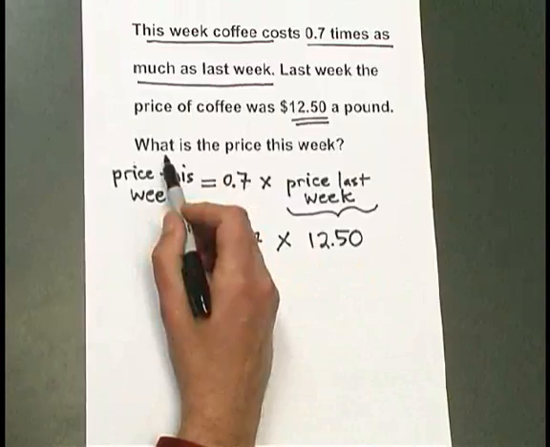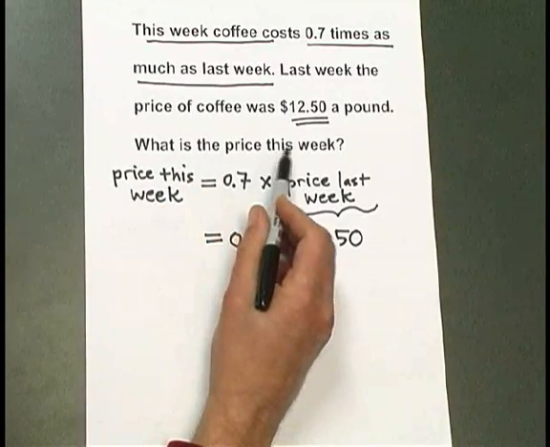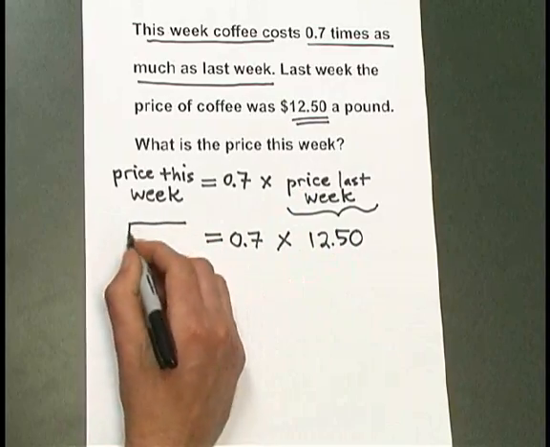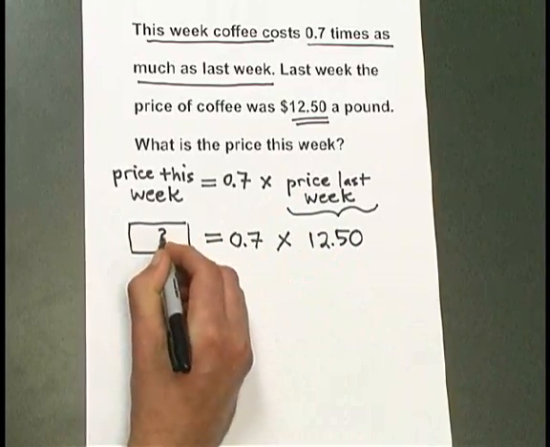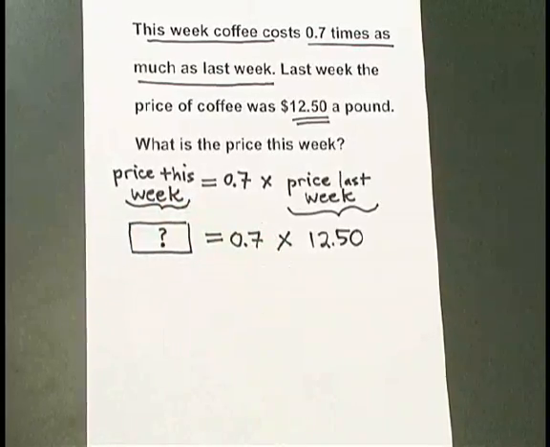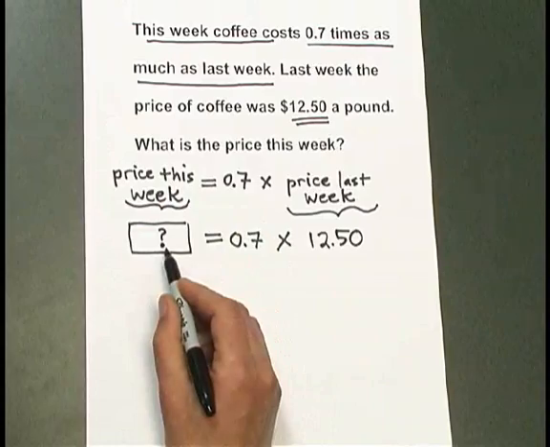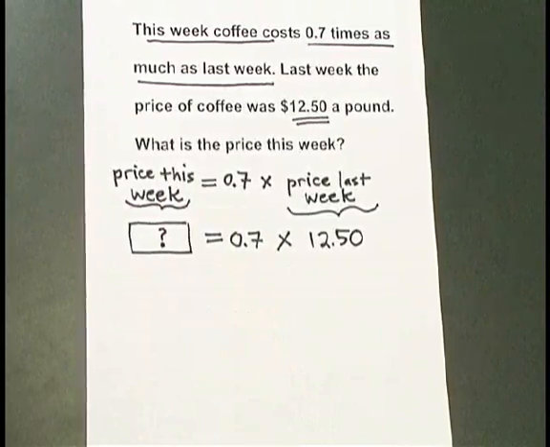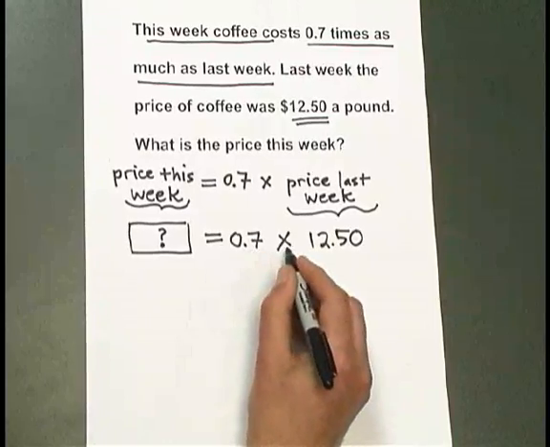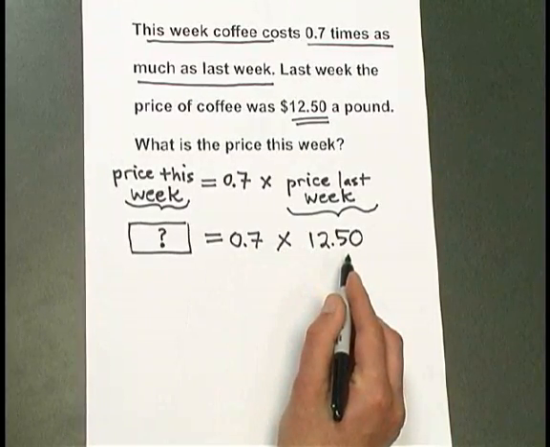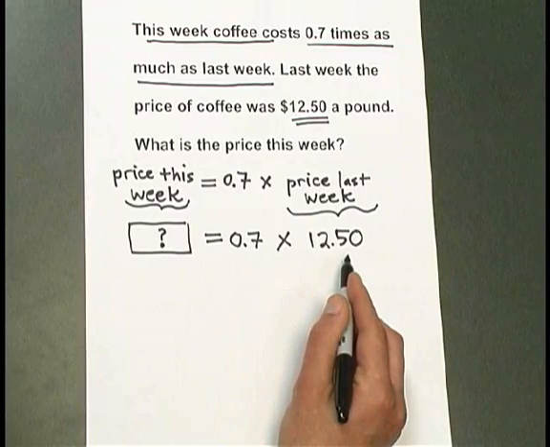The last sentence of the problem, what is the price this week, indicates that the price this week is what we're trying to determine in this problem. What is the price this week? Now I can see, to find the missing number here, the number that goes in the box, I just need to multiply 0.7 times 1250. Let's go ahead and do that.